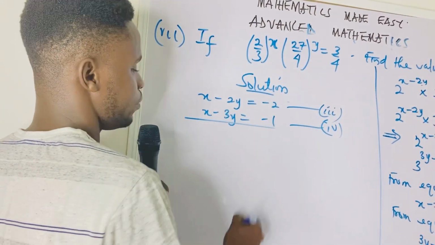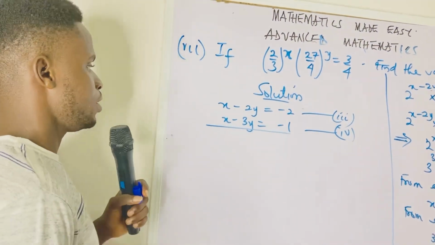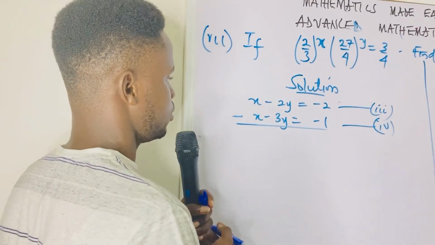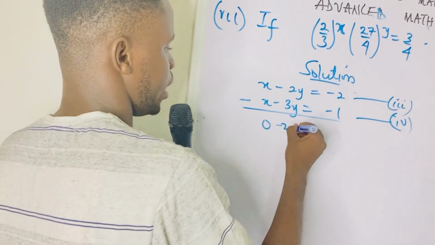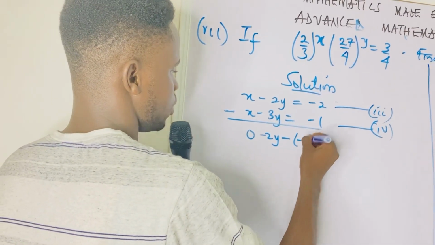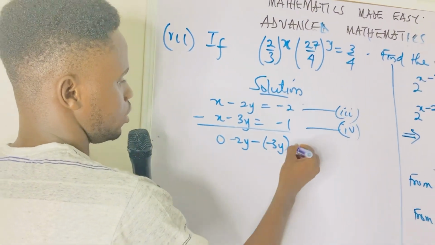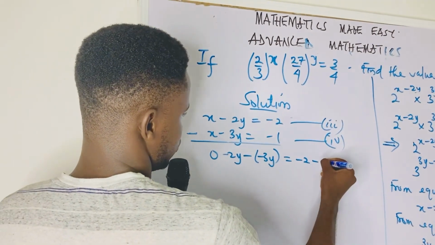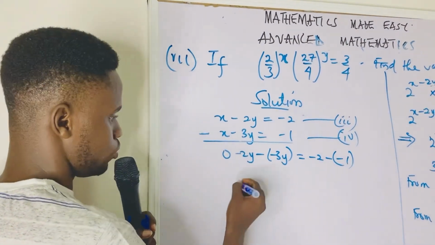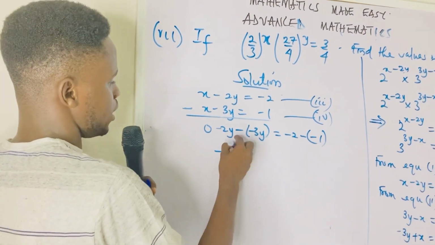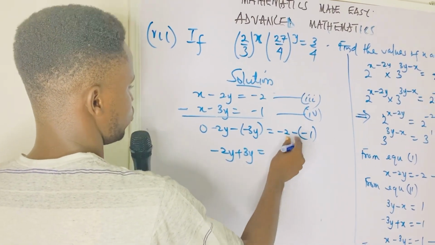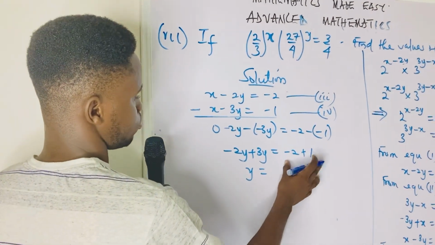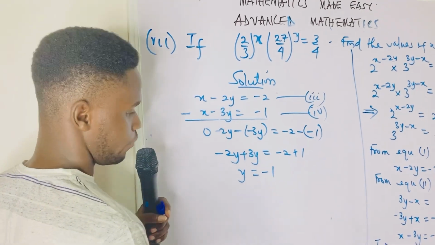Here you eliminate a variable to solve for the other. The first variable we eliminate is x, since it has the same coefficients. So let's subtract equation 4 from 3. x minus x gives us 0, minus 2y, then minus into minus 3y, equals minus 2 minus, having minus 1. So let's open the bracket first. We have minus 2y, the minus becomes plus 3y, equals minus 2 plus 1. And minus 2y plus 3y is y. Minus 2 plus 1 will be minus 1. So therefore y is minus 1.